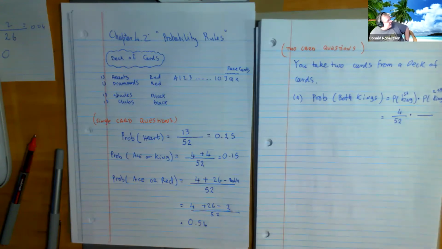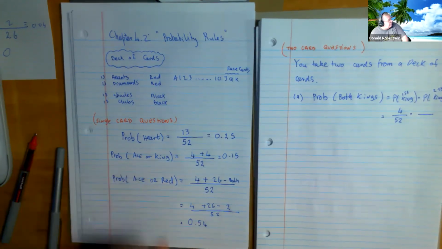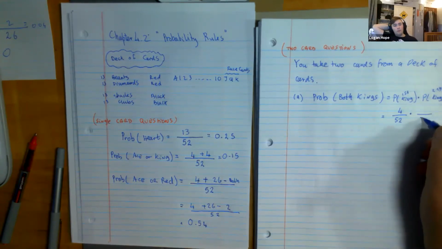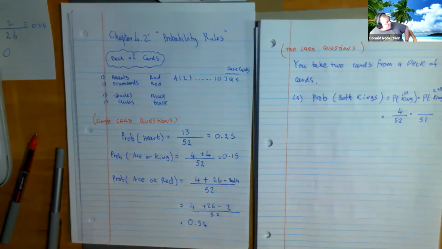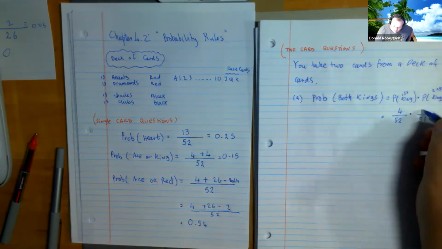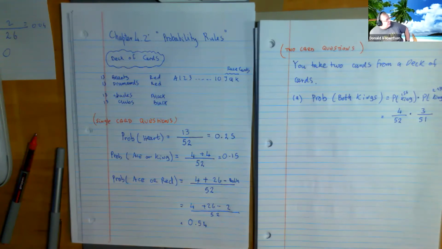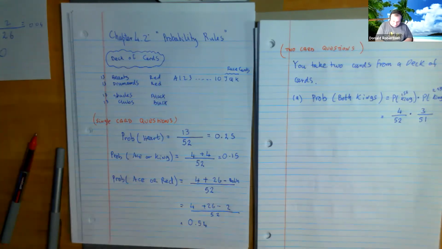How many cards are in my deck? Because I've already put the first king down and it's on the table. 51. And of those 51, how many of them are kings? 3. Do you see in this case the 2 things that are multiplied together are different because one has affected the other? So in this case, you just multiply them together. Pretty horrible calculation, but I can do it. 12 divided by 52 times 51.